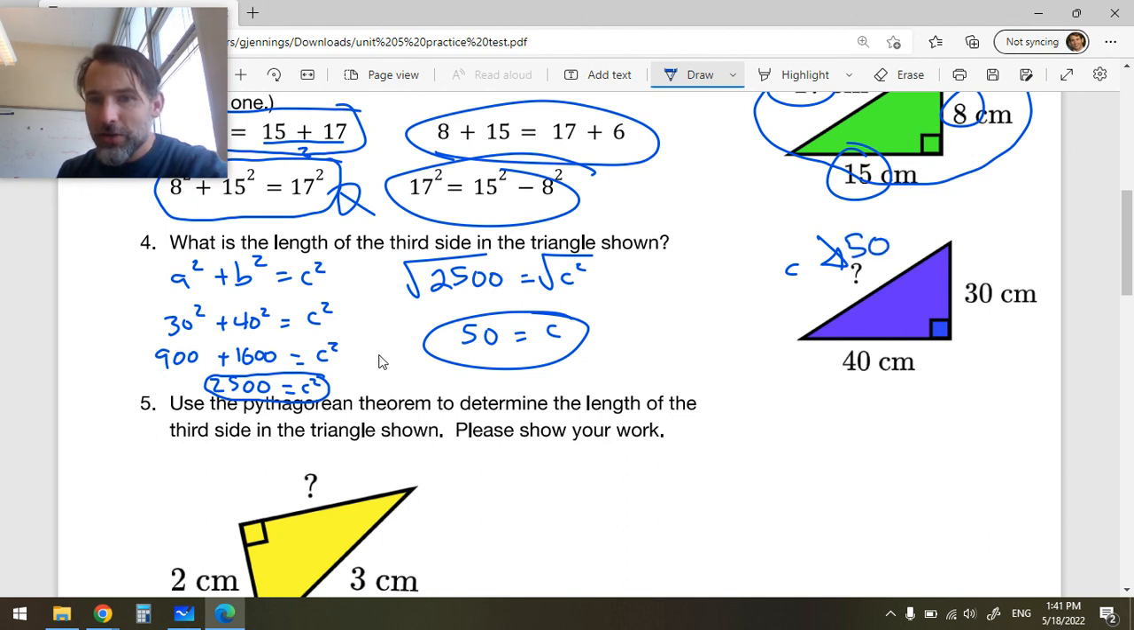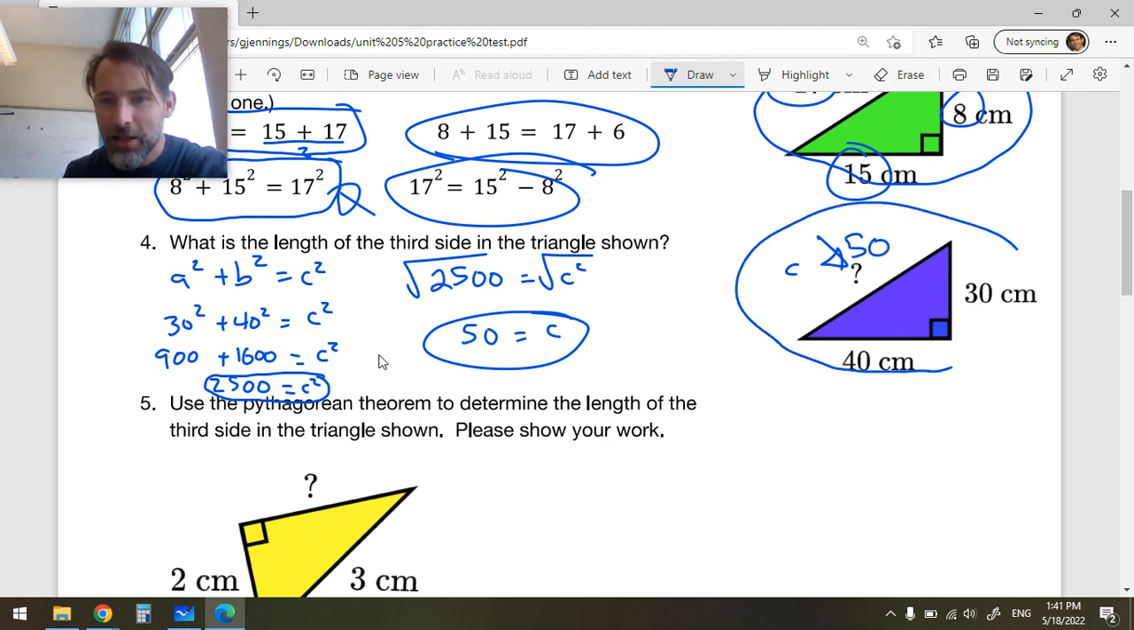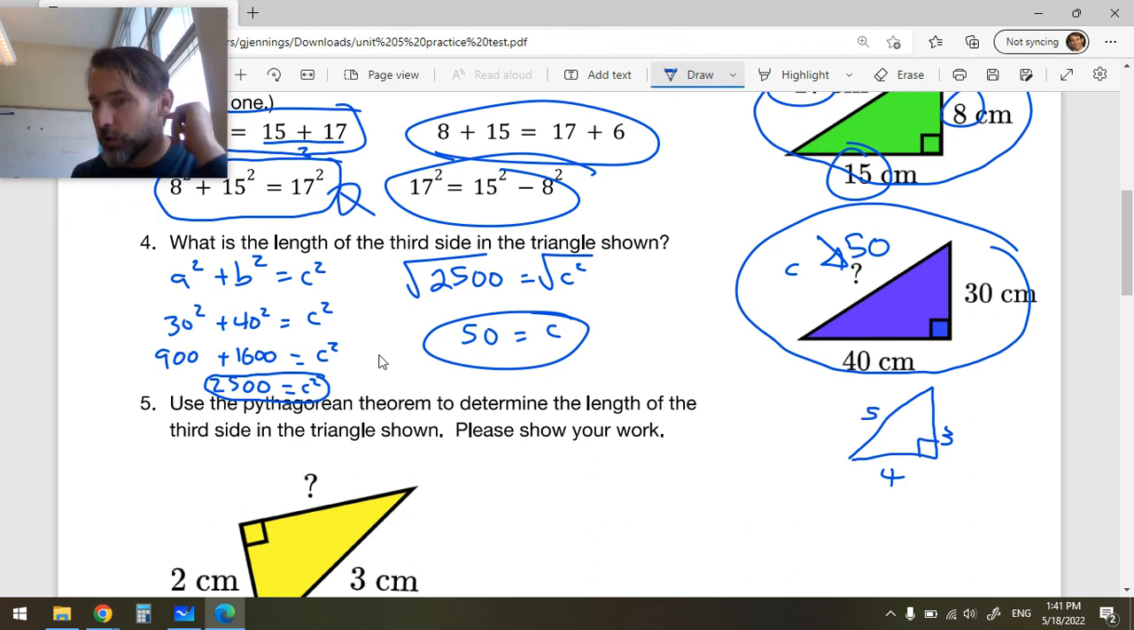You can also answer this type of question by noticing that it's a Pythagorean triple based on the 3, 4, 5 triangle. 3 squared plus 4 squared is 25, and so that's 5 squared. So this one, if I just multiply every side by 10, I get the same angles, I get the same shape. It's just bigger by a factor of 10. So this would be 50 instead of 5.